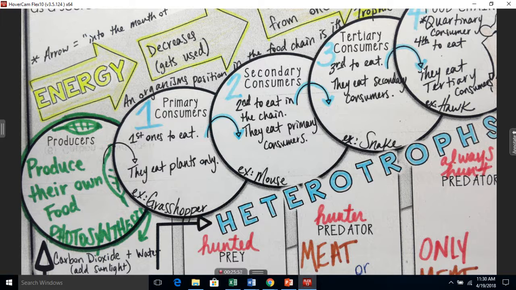Primary consumer. Put a number 1 and then write "first ones to eat." Primary is 1, first. They're the first ones to eat. We're going to write that, well, you can, but we're going to write that in a second on that triangle.